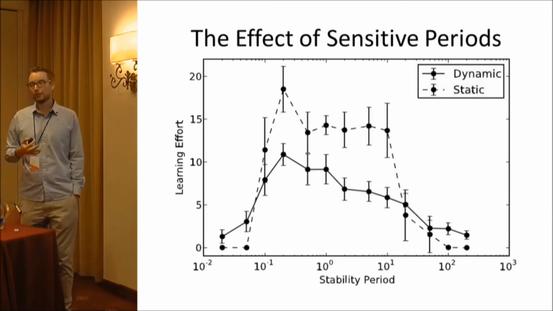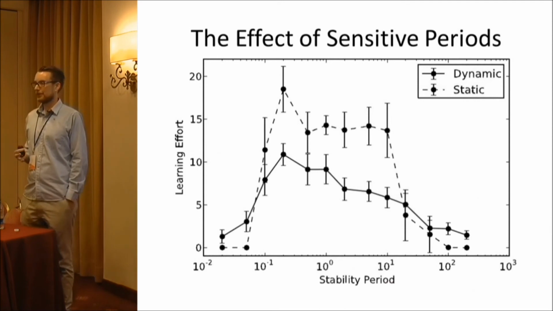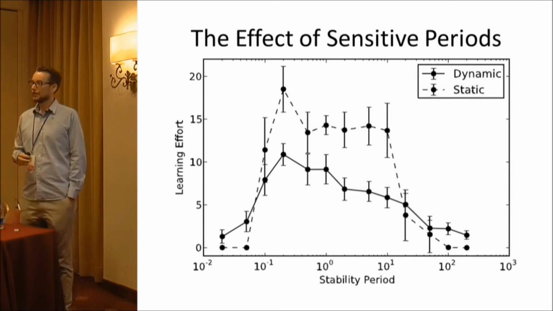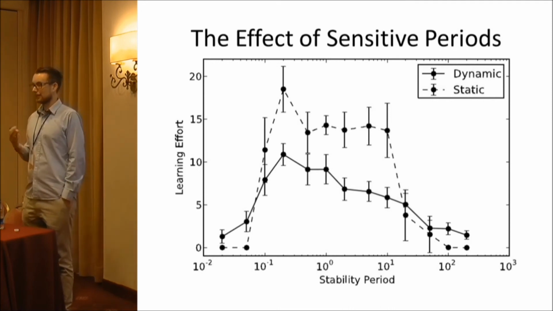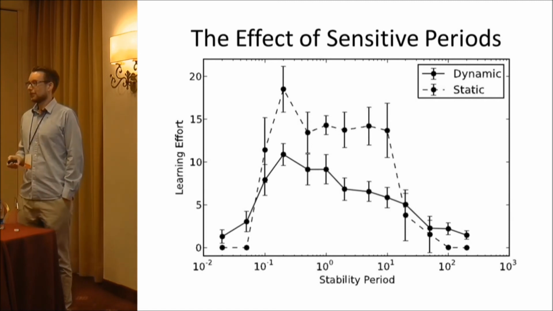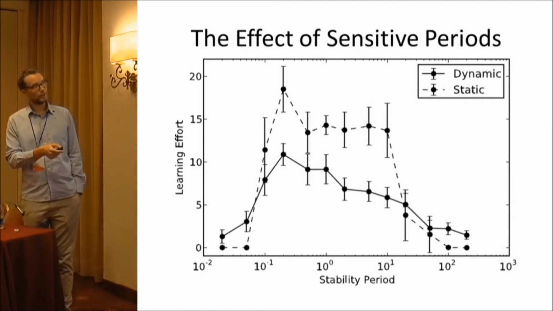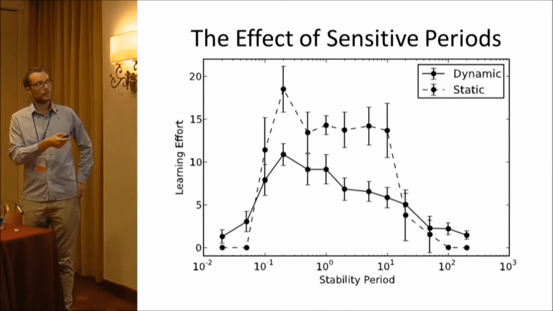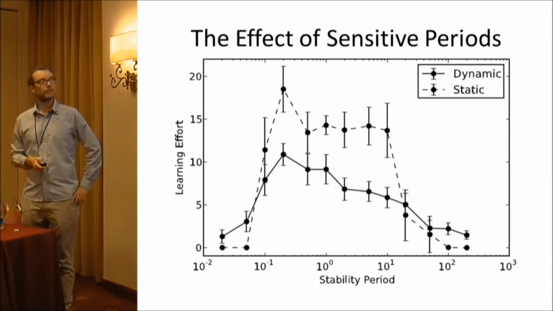Now, to see what is the effect of these sensitive periods, or this age-dependent learning rate, I studied dynamic individuals having this age-dependent learning rate, and compared them with static individuals that had a constant learning rate throughout life. And I wanted to see what's the difference between their evolved strategies. Now, one thing we can see is that these dynamic learners are much more smoothly regulated. So they're not either in learning mode or non-learning mode, but they can be somewhere in between, which is natural because they can adjust throughout life.